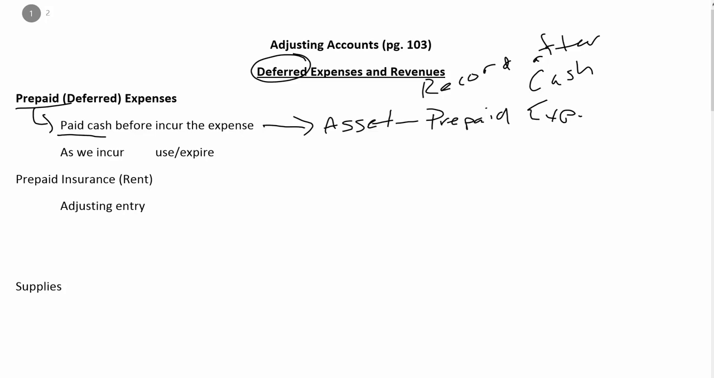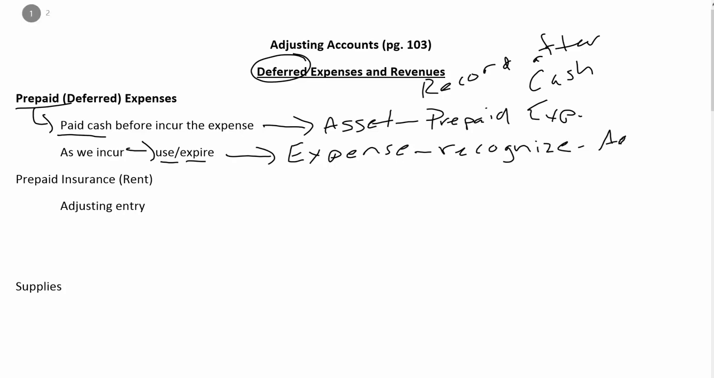And so now as we incur or as we use or the prepaid expires, then we want to recognize the actual expense. We want to recognize the actual expense. And we do that by doing an adjusting entry. I'm going to abbreviate that. And so that's what we're going to be looking at here, adjusting entries.